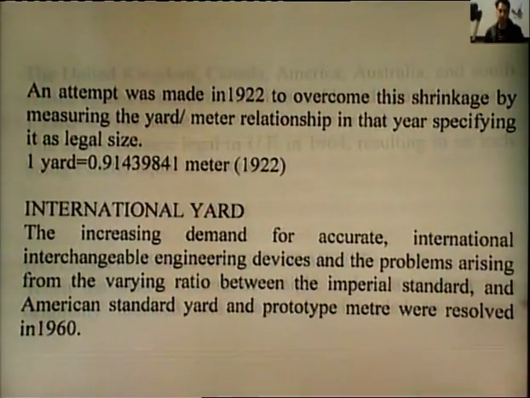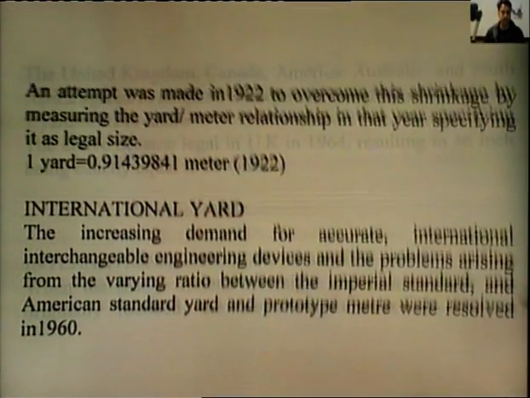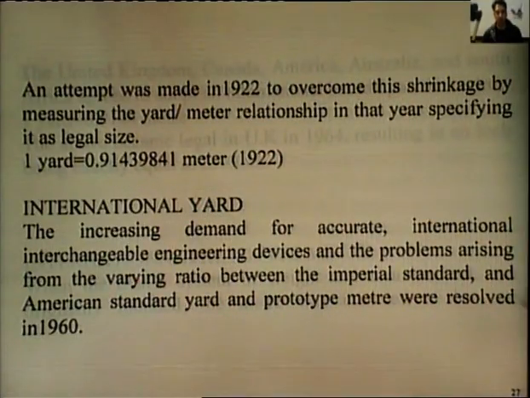An attempt was made in 1922 to overcome this shrinkage by measuring the yard in terms of the meter relationship in that year, specifying it as a legal size. So it was accepted between the Americans and the British that 1 yard is equal to 0.91439841 meter. This was accepted in 1922.